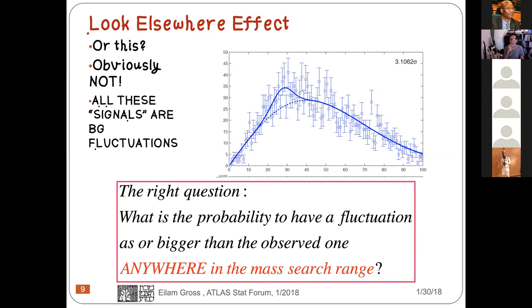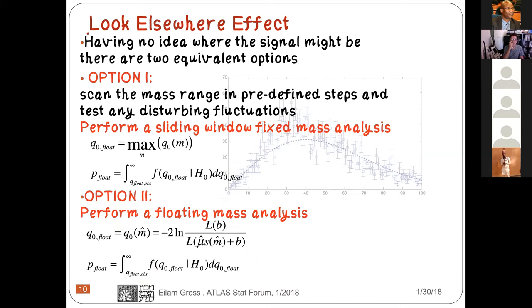Of course, this probability is bigger than to see a fluctuation at a specific mass, because it's a probability to see it at 20, plus the probability to see it at 30, plus the probability to see it at 40, plus the probability to see it at 50, et cetera. So how many probabilities do I have to sum? It depends on the mass resolution. So the number of independent regions is actually the search range divided by the mass resolution. Having no idea what a signal might be, there are two equivalent options.